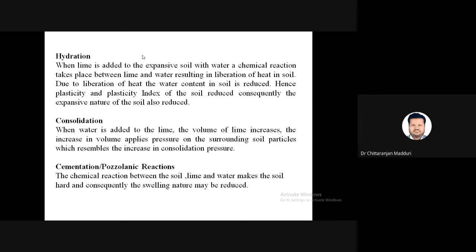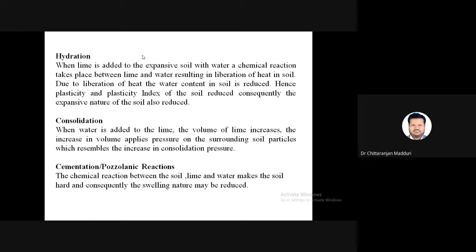First, hydration. When lime is added to expansive soil with water, a chemical reaction takes place between lime and water, resulting in liberation of heat in the soil. So when water is added to lime, what will happen? A chemical reaction takes place between the lime and water, resulting in liberation of heat in the soil mass. Due to the liberation of heat, the water content in the soil is reduced, due to evaporation of water. Hence, the plasticity and the plasticity index of the soil are also reduced. Consequently, expansion in the soil may be reduced. So that is the mechanism here.